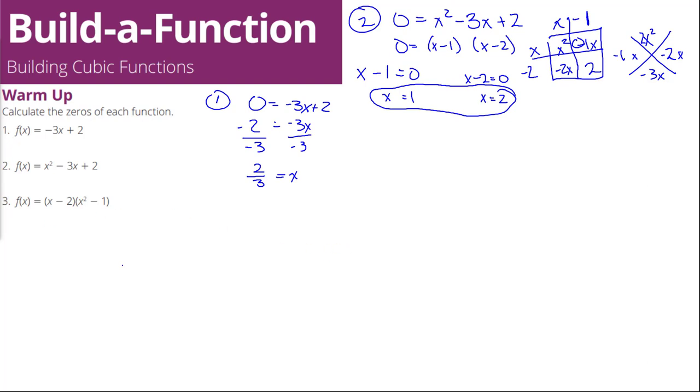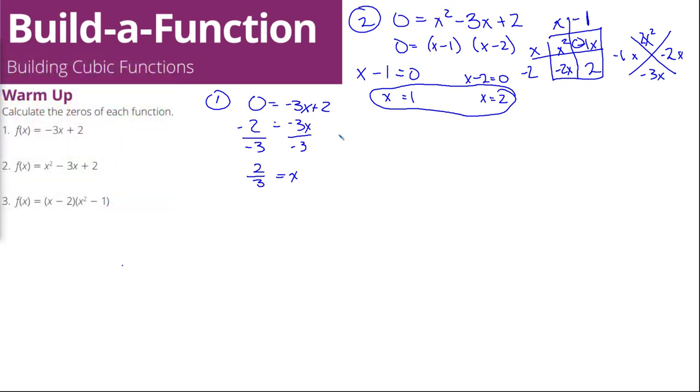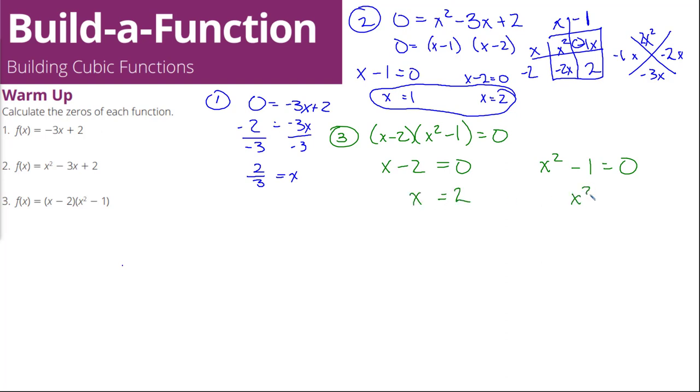Now let's go on to 3. Question 3, I have x minus 2 and then parenthesis x squared minus 1. So I'm going to set it equal to 0. It's already semi-factored out, so I'm just going to set those factors equal to 0. As long as it's a binomial for both, you can easily do this. And so we have x is equal to 2. Well, x squared is equal to 1.